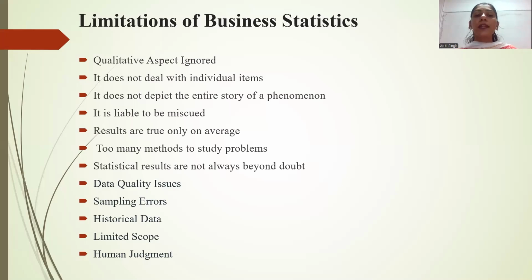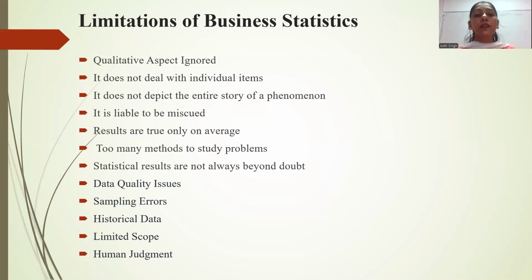Basically, the method used to select a sample can introduce bias. For example, if we use a sampling method like a non-random sampling method, then it may not be accurate. It cannot represent the whole population.